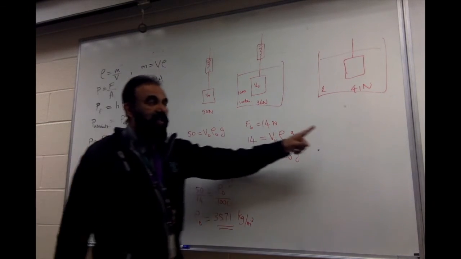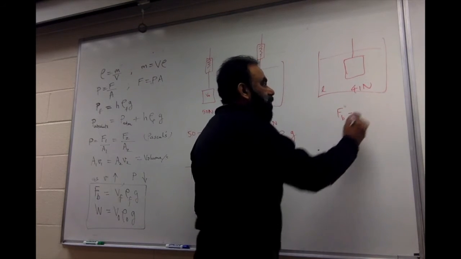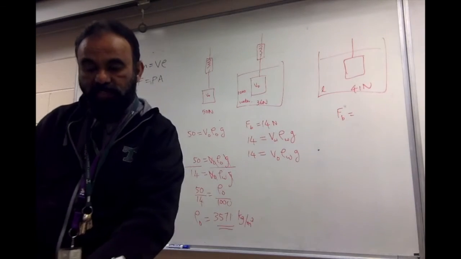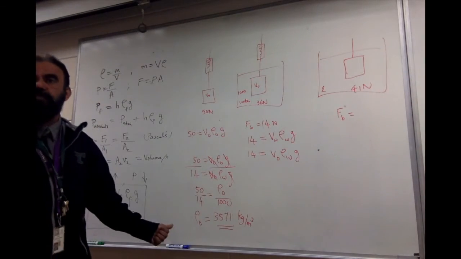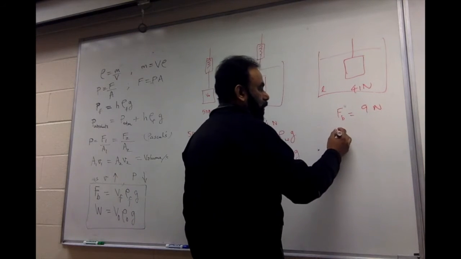Now let's go on to the next one. What's the buoyant force here? So the first question is asking, what is the density of the metal? We got the density of the metal. 9. So that is 9. And so how do you write the equation?